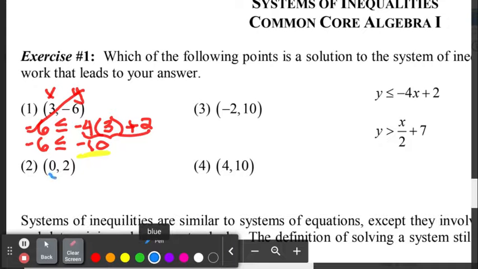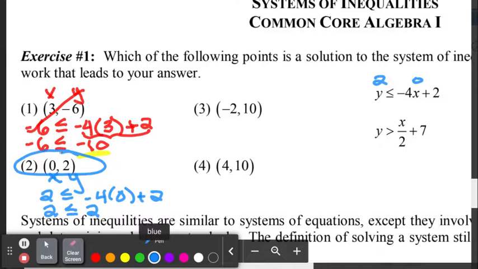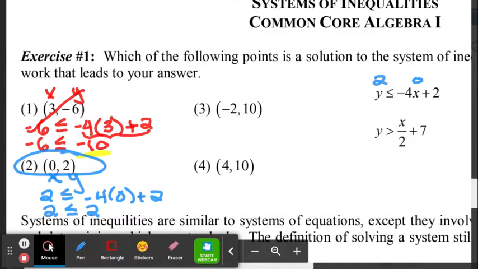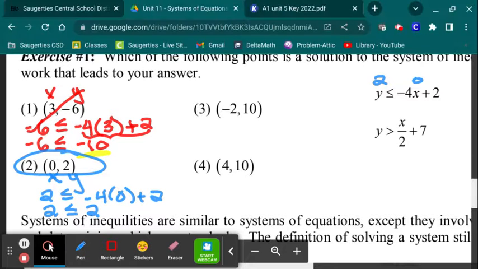So I'm going to put a 0 in for X and a 2 in for Y. So 2 goes here, 0 goes there. 2 less than or equal to negative 4 times 0 plus 2. So you get 2 less than or equal to 2. Well, that's true. 2 is less than or equal to 2. But it's really good if we check our work because I make mistakes sometimes. We all make mistakes sometimes.